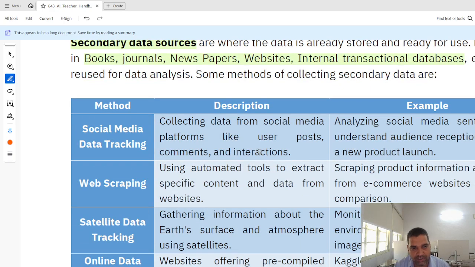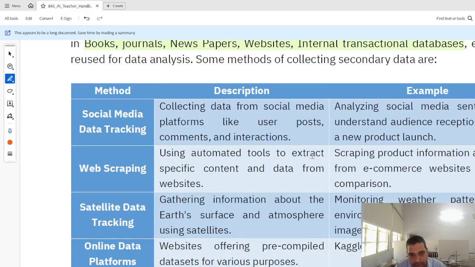Some methods of collecting secondary data: you can collect the data from social media or data tracking. So collecting data from social media platforms like user posts, comments, and interactions is called scraping also. So we analyze this social media sentiment to understand the audience reception towards a new product launch. What are their reviews when a new product is launched? What are the customers giving in their reviews and comments? That is what we want to analyze.